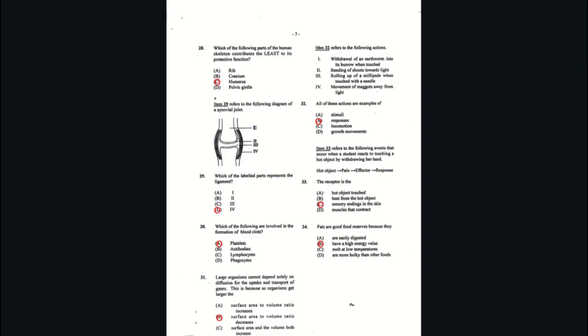So now number 29. Which of the following labeled parts represents the ligament? And the answer is number 4, so D. Then number 30 says, which of the following are involved in the formation of blood clots? So the answer is A, platelets. And then number 31 says large organisms cannot depend solely on diffusion for the uptake and transport of gases. This is because as organisms get larger, the surface area to volume ratio decreases, which is B.